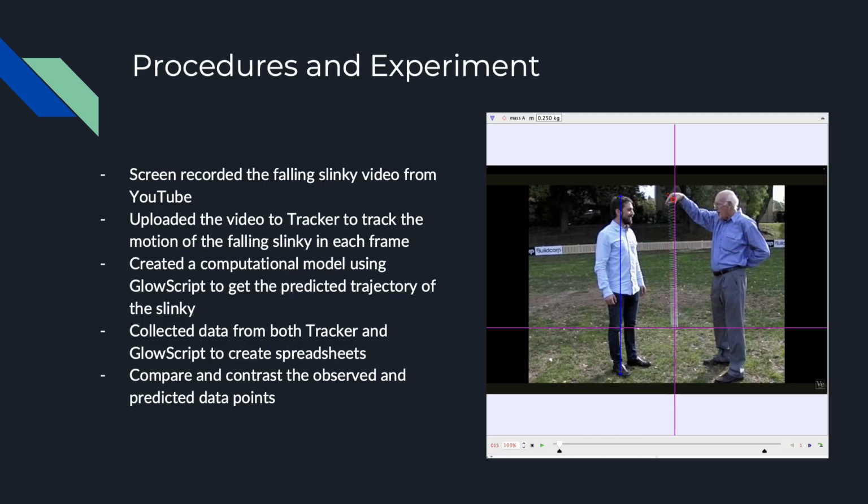Now moving on to procedures and experiment, I screen recorded the falling slinky video from YouTube. I uploaded the video to Tracker to track the motion of the falling slinky in each frame. I then created a computational model using GlowScript to get the predicted trajectory of the slinky. I collected data from both Tracker and GlowScript to create spreadsheets, and lastly, I compared and contrasted the observed and predicted data points using Excel.